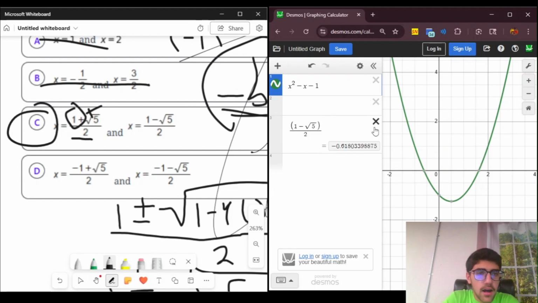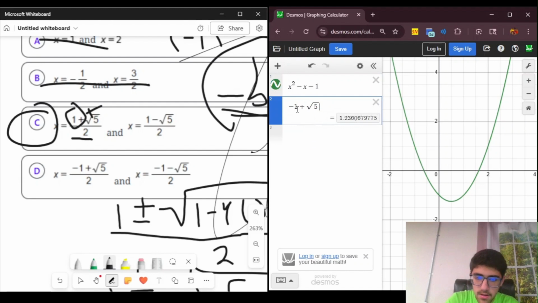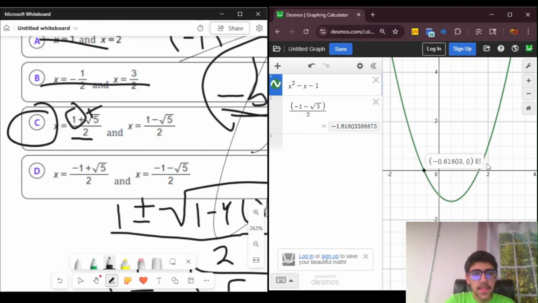And let's just try answer option D. So you have negative 1 plus the square root of 5, all divided by 2. So that gives you positive 0.61. And let's say you put the minus, that gives you negative 1.61. So that just flips the negative, which is wrong. It's close, but it flips the negative, so the answer is C.